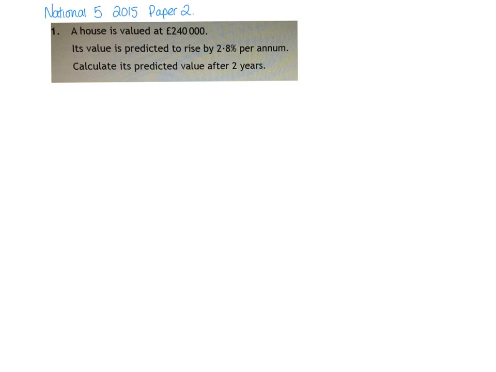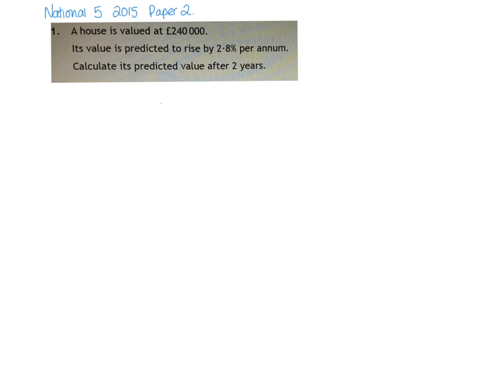Okay, now looking at the National 5 2015 paper 2, going through answers to all the questions. So we've got question 1: a house is valued at £240,000, its value is predicted to rise by 2.8% per annum, calculate its predicted value after 2 years.